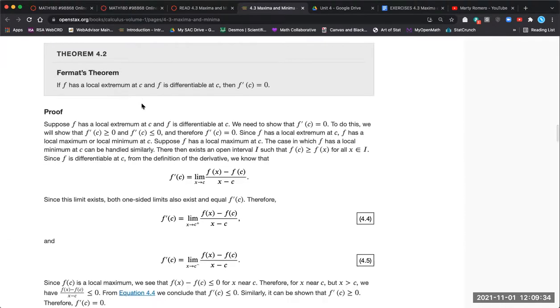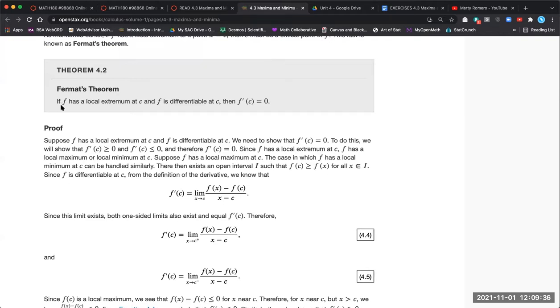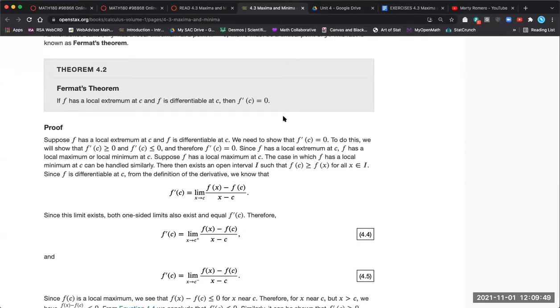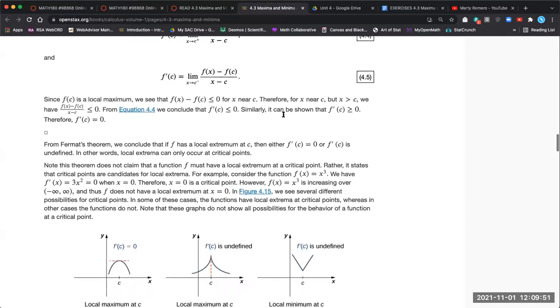What do we do with those critical points? And it's here: if f has a local extrema at C and f is differentiable at C, then we have f prime of C equals 0. So if we know there's an extrema, max or min, and it's differentiable, we know the derivative equals 0 at that max or min point.